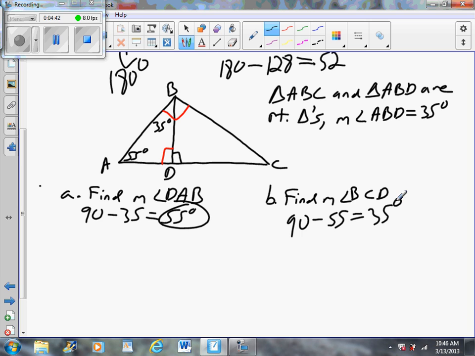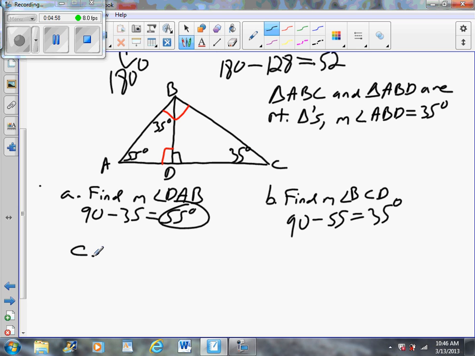Just switching them around, that's wrong. I want you to think 90 minus 55. Switching does kind of work, but I don't want you thinking that way yet. 35 degrees.